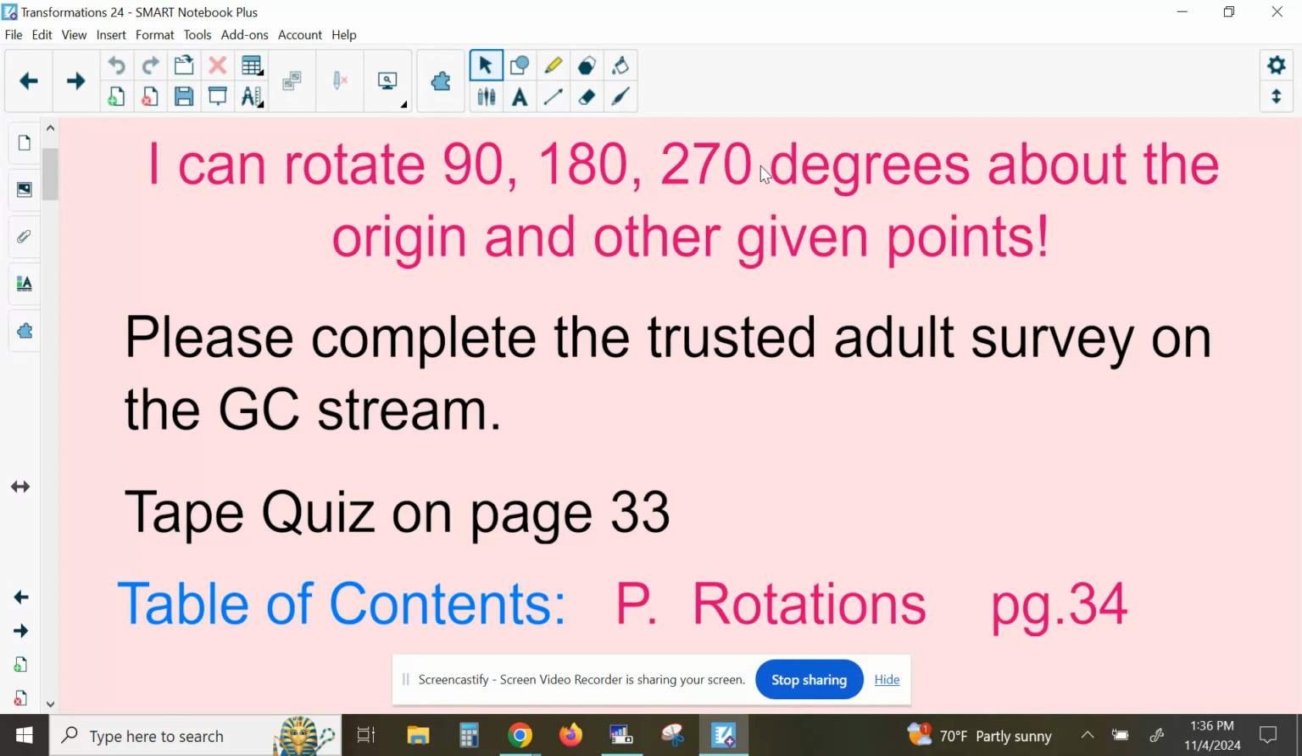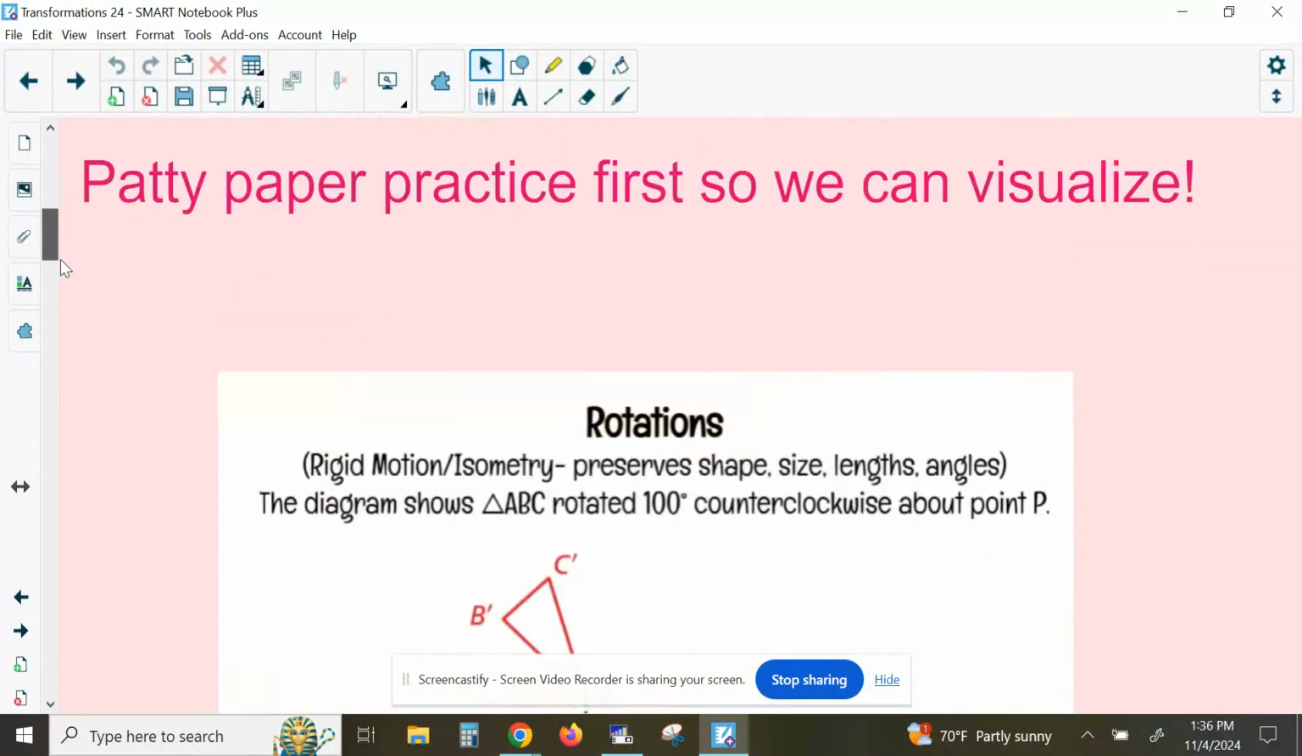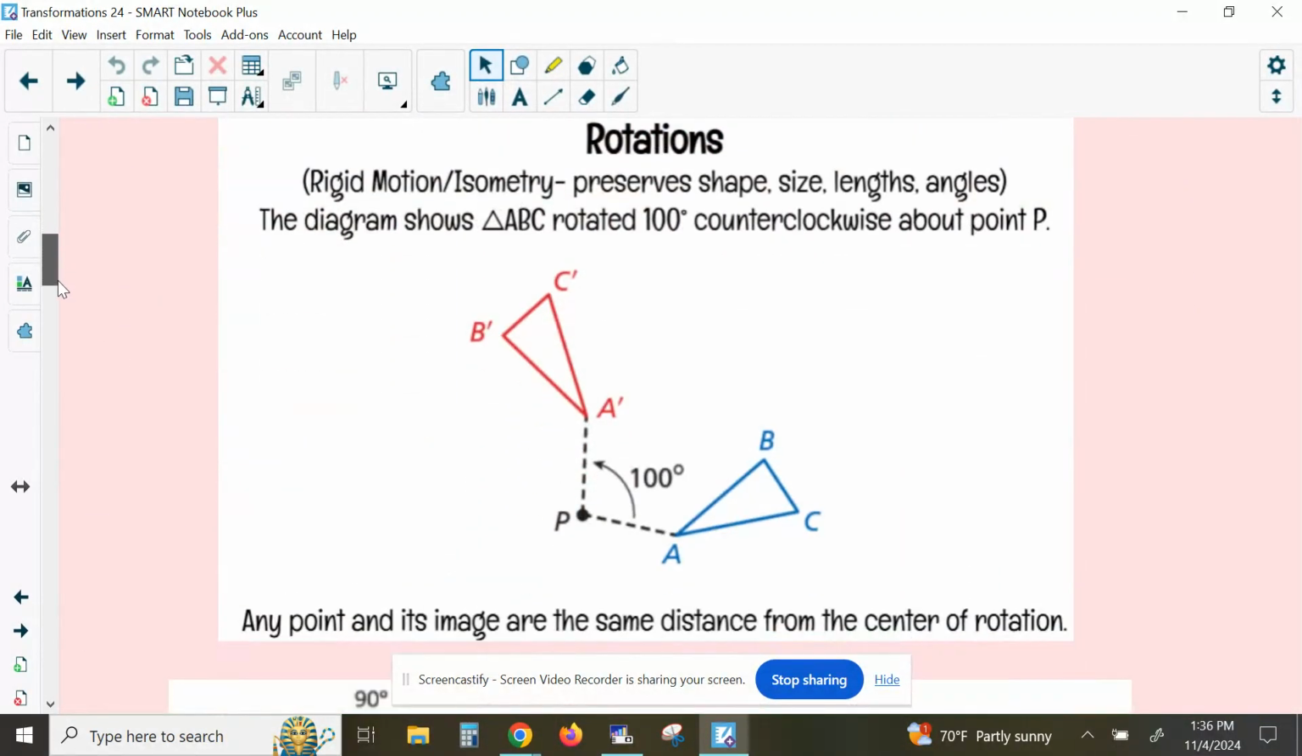Yay! Okay, so you add it to your table of contents. I'm going to scroll. We'll start at the very front of the foldable. Make sure you have some color pencils. If your laptop's out, put that away for now. Okay, got my colors.